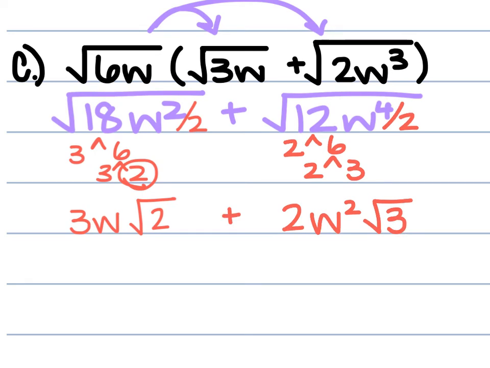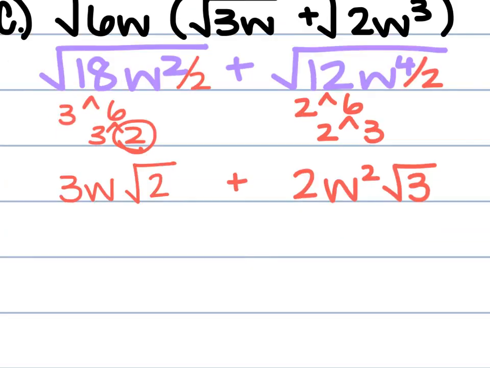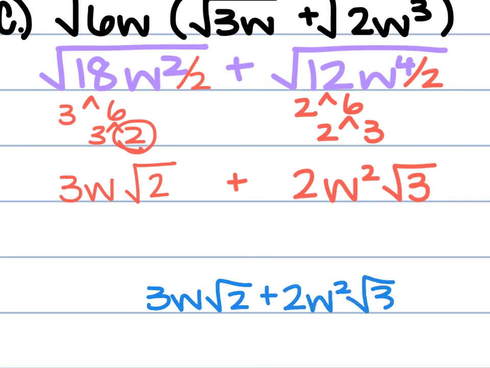From here, do we have like terms based off of those radicals? No. You have a square root of 2, you have a square root of 3. So your answer for this one is just going to be 3w square root 2 plus 2w squared square root 3.